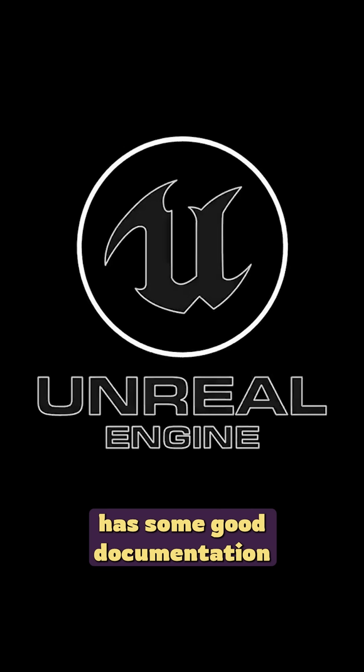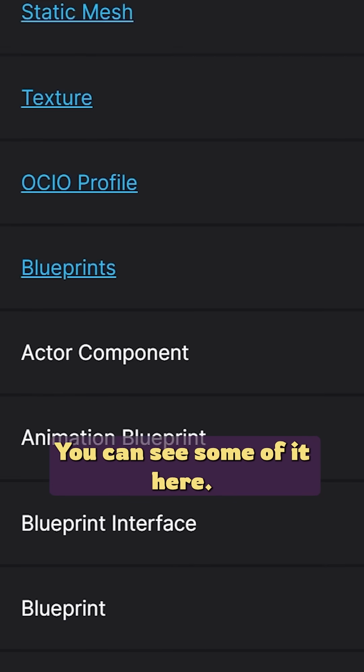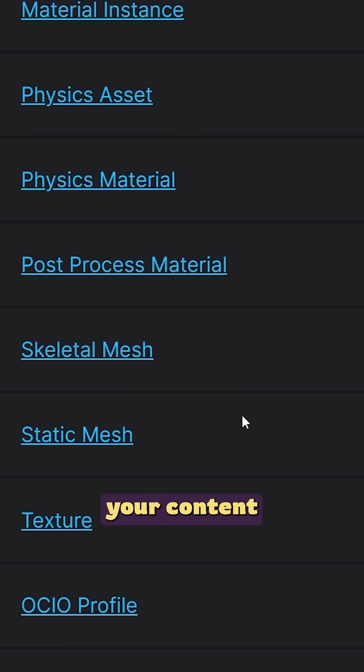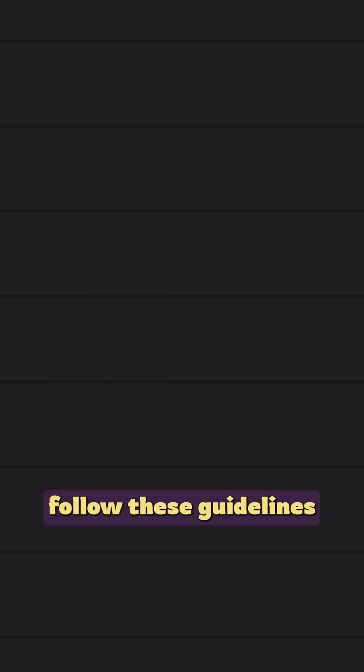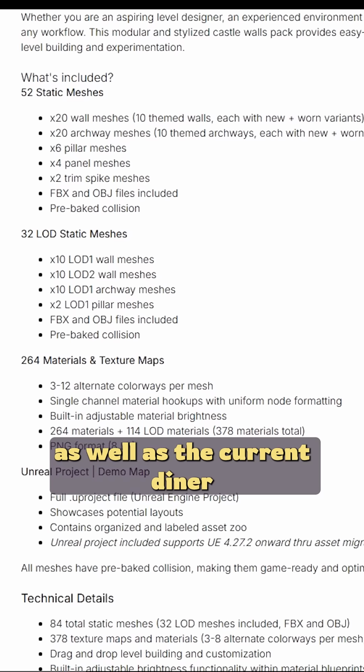Unreal has some good documentation for how they organize it all, and I think most of what they have is pretty easy to remember. You can see some of it here. Something important to note is that if you are publishing your content on Unreal Engine, you are going to have to follow these guidelines in order to get published anyways. I did it for my previous asset pack that I published as well as the current Diner environment pack that I'm working on.